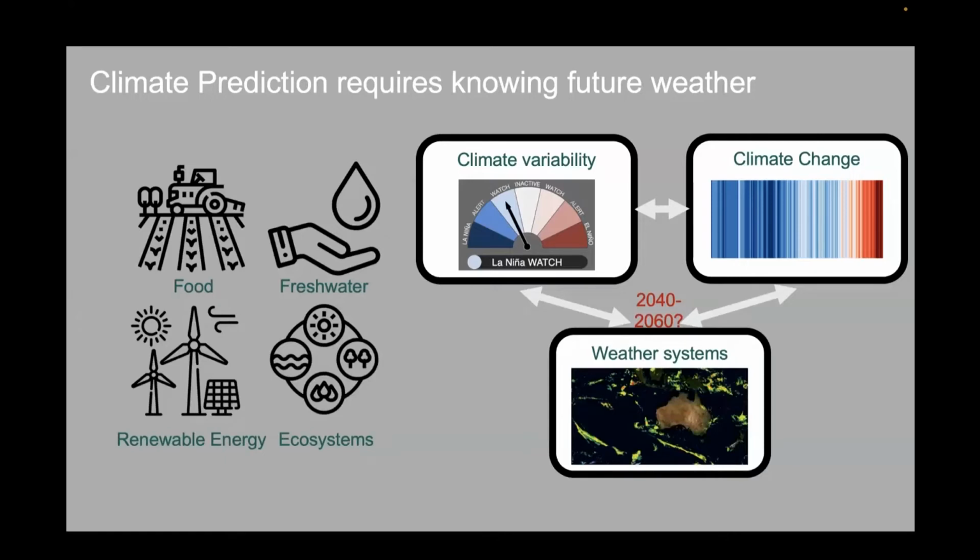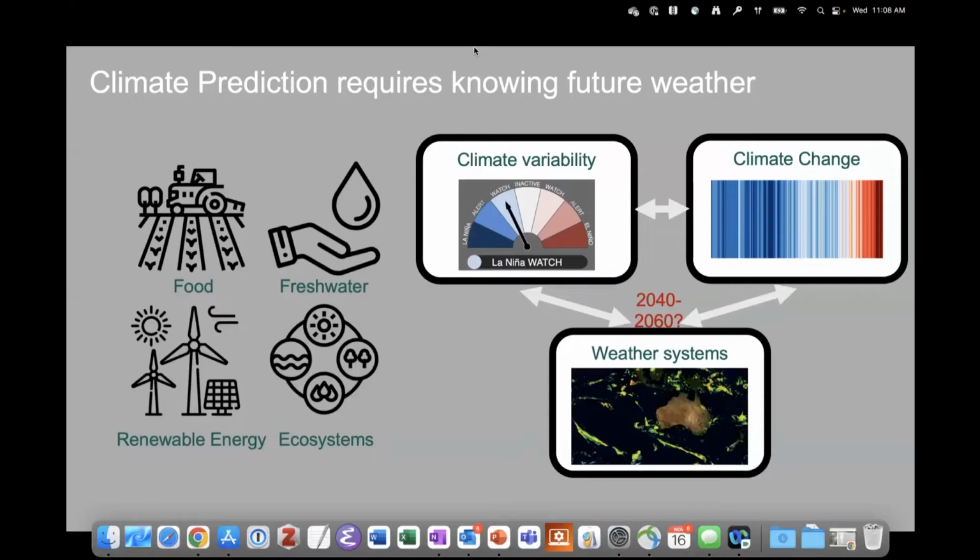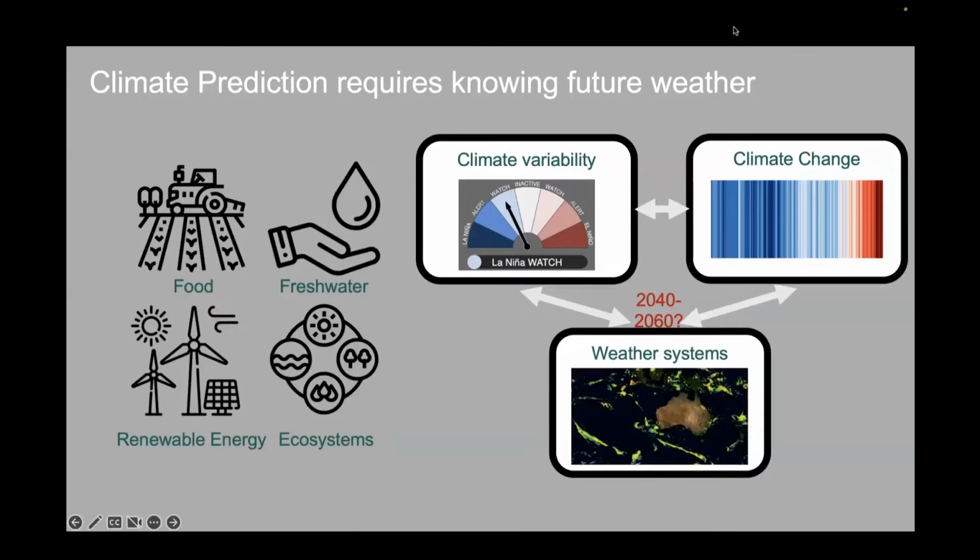So basically, climate prediction requires us knowing the future weather. What that means is we're taking climate variability and climate change and putting it on top of all these weather systems. And the motivation is not so much just for understanding climate, but also for understanding the applications and the impacts on humanity, which are largely food, water, and energy, and also ecosystems.